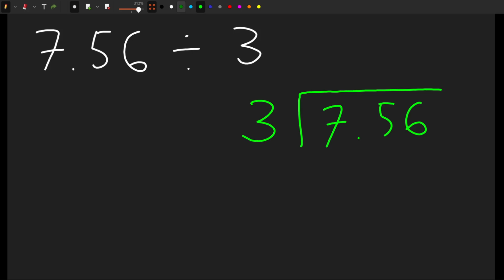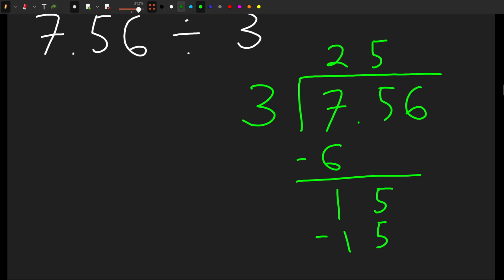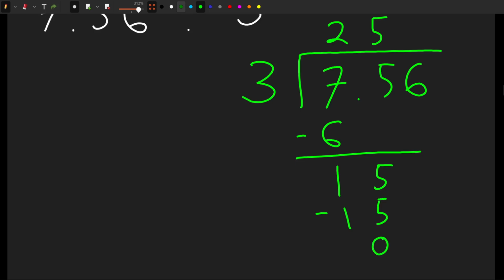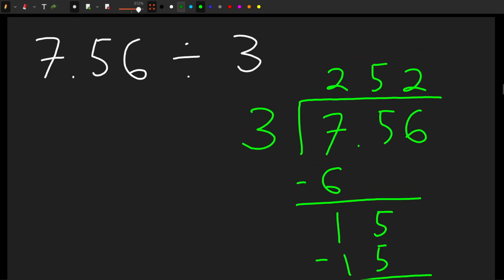So how many times does 3 go into 7? It goes in twice. 2 times 3 is 6. Subtract it out. I'm left with 1. Bring down the 5. 3 goes into 15 5 times. Subtract it out. I get 0. Bring down the 6. 3 goes into 6 2 times, and obviously it's going to cancel out to be 0. The last thing we have to do here now is just take our decimal point from 7.56 and bring it straight up. And my answer is going to be 2.52.